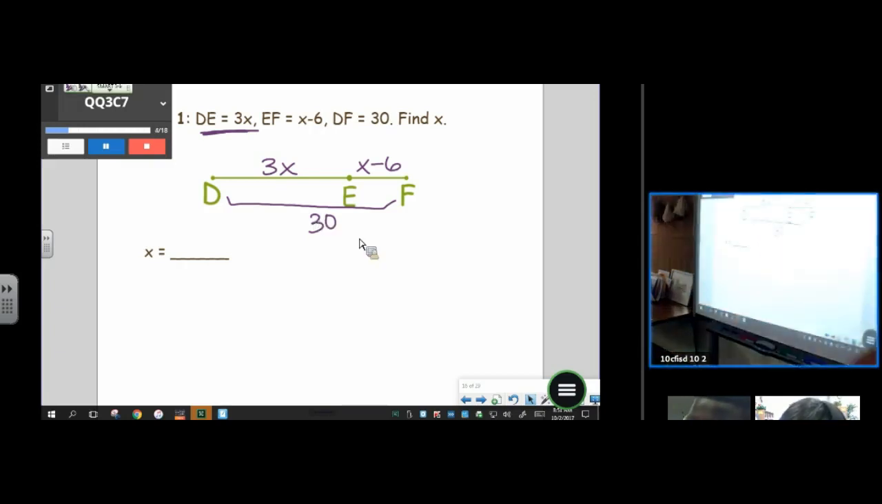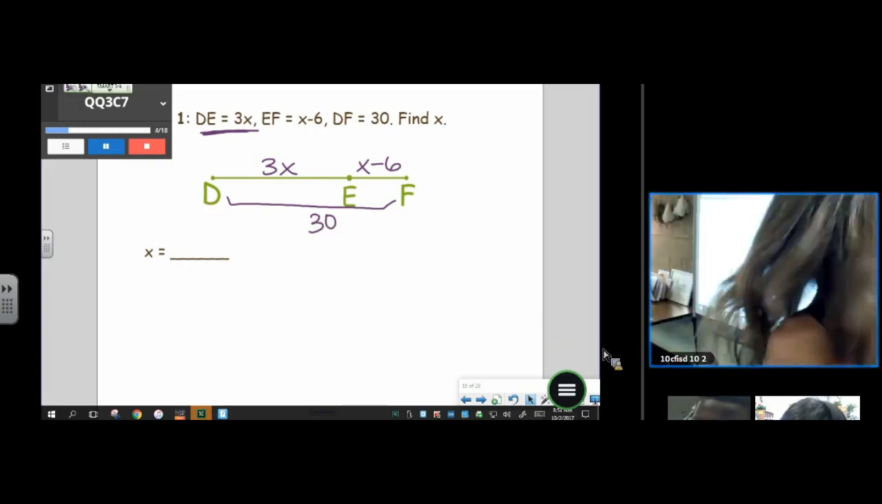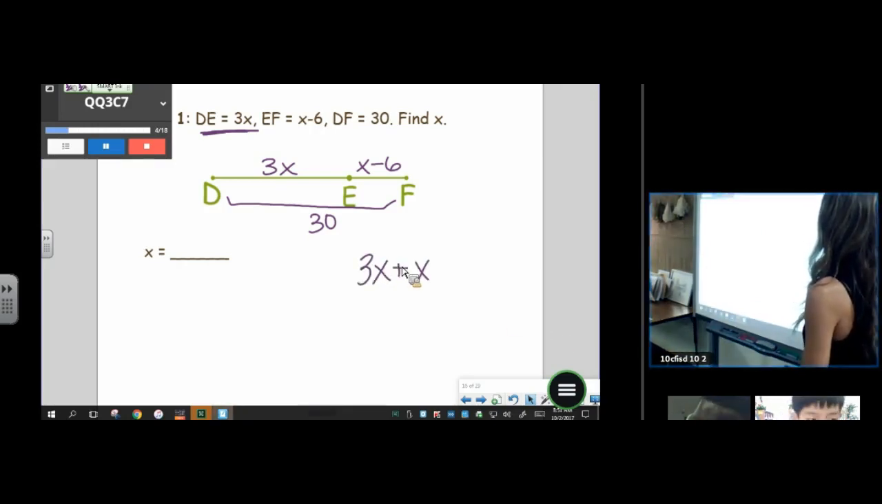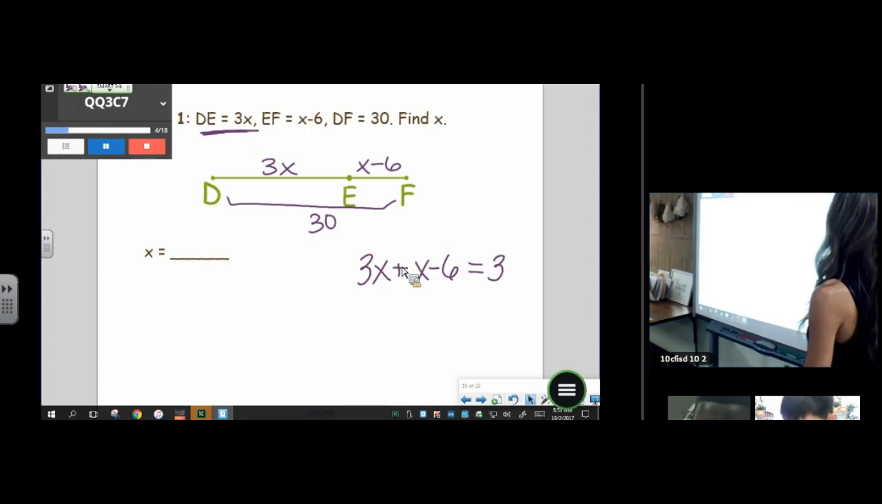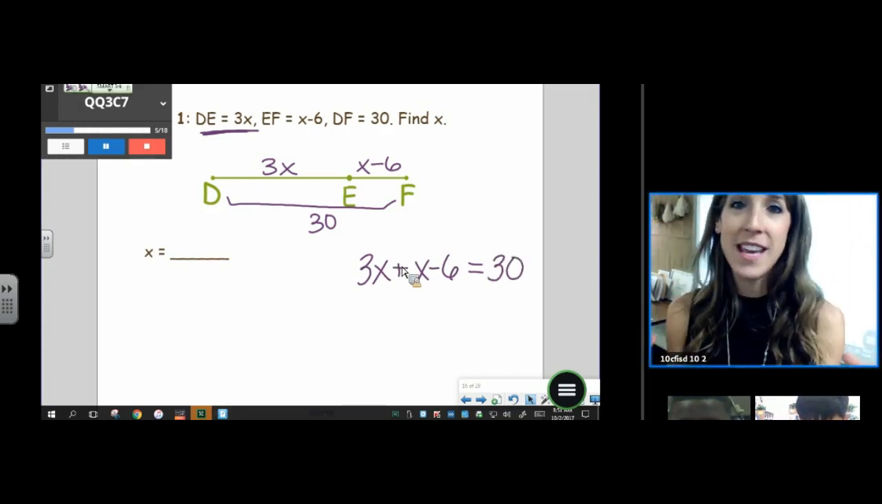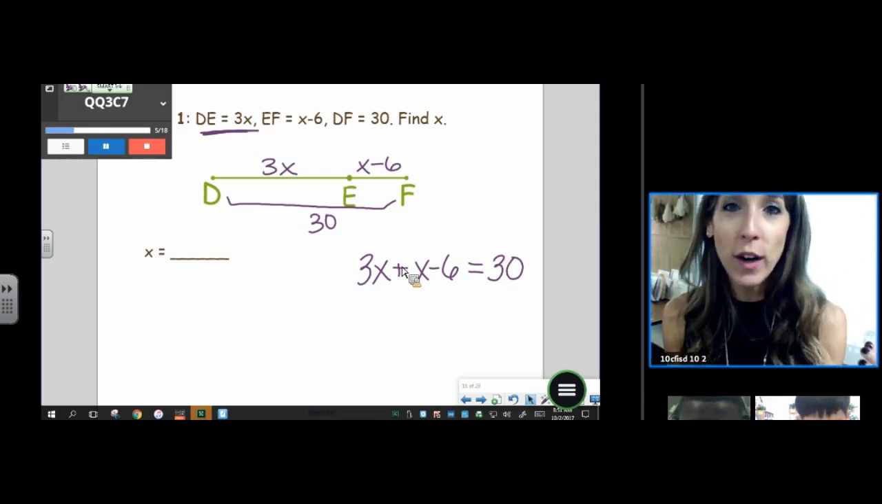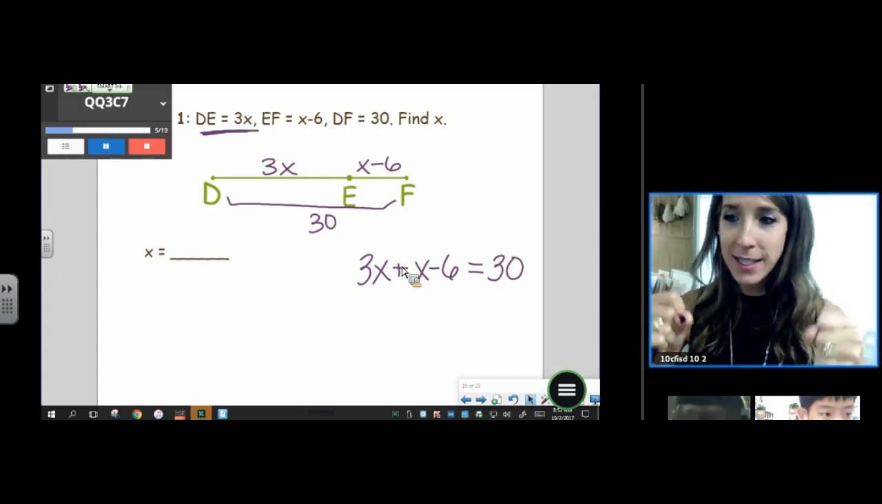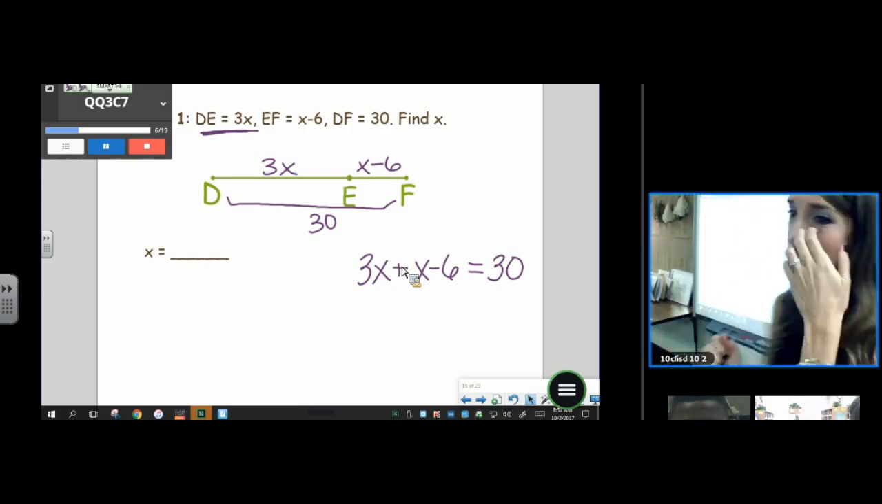So I'm going to use my segment addition postulate, which says DE plus EF equals DF. Part plus part equals whole. Once you get here, the geometry is over. There's no more geometry. The rest is algebra. So get those algebra skills out, sharpen them, and be ready to use them.